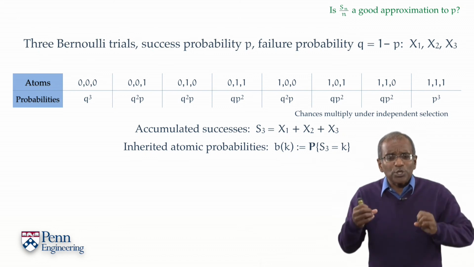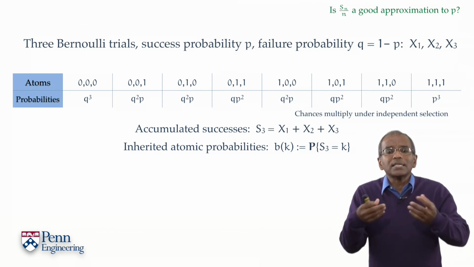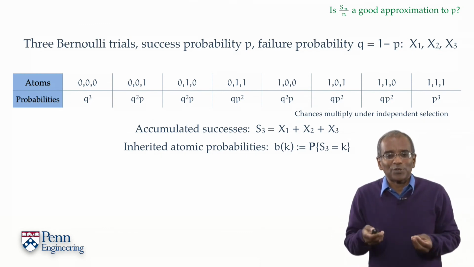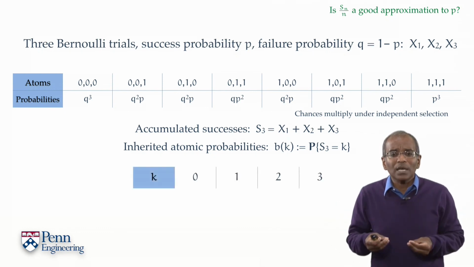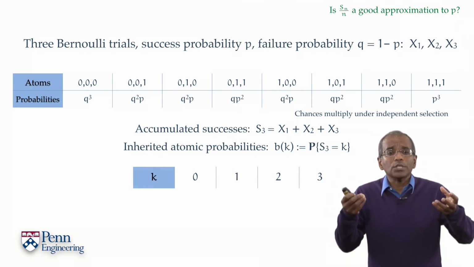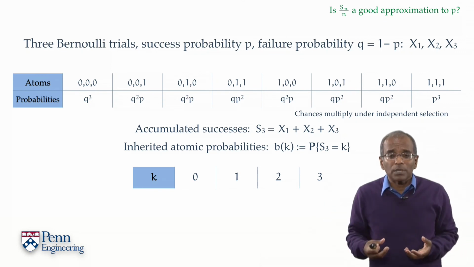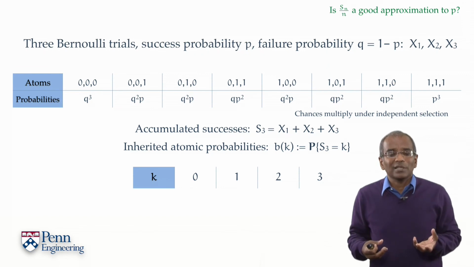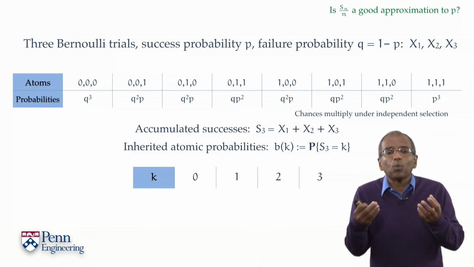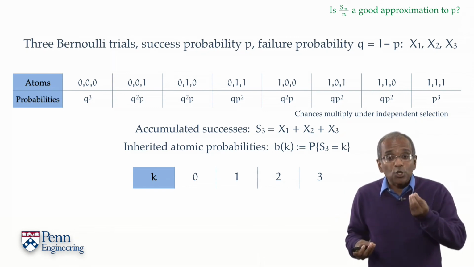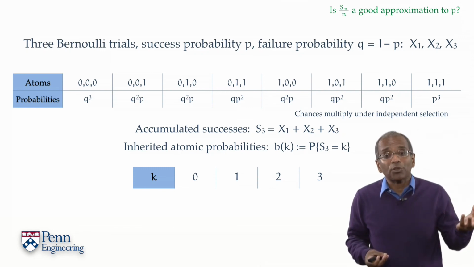We now have a new chance experiment. We've got a new sample space engendered by these sums. What are the possible values for S3? Well, this is easy enough. Since S3 is a sum of 3 zeros and ones, the outcome can only be 0, 1, 2, or 3. And therefore, we can think of this metaphorically as a new chance experiment, where we are throwing a 4-sided object. And the object has faces 0, 1, 2, and 3 with certain weights or atomic probabilities. Our job now is to figure out what these atomic probabilities b0, b1, b2, and b3 are.